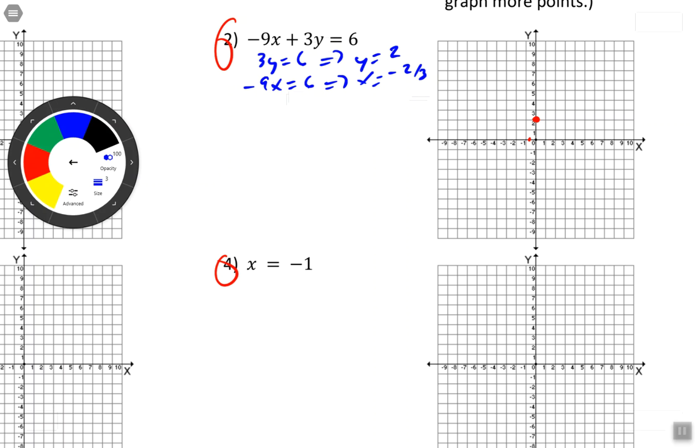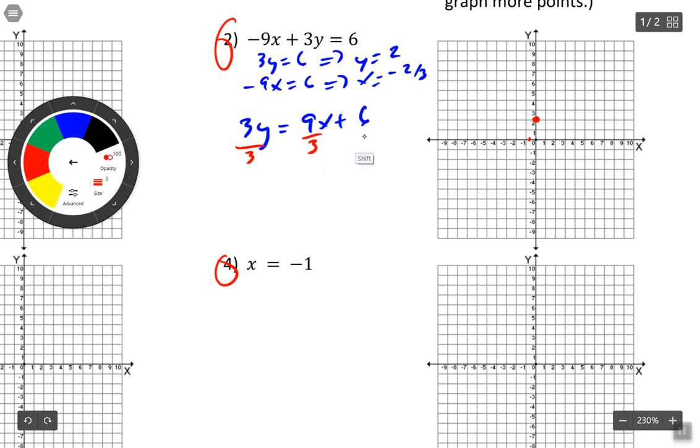Do we need to get the x to the other side? Does that mean we need to add 9x to both sides? Is that going to give us 3y is equal to 9x plus 6? Now what do? Divide every single term by 3. Every single term by 3. Did y'all catch that? So what's my equation? y equals 3x plus 2.